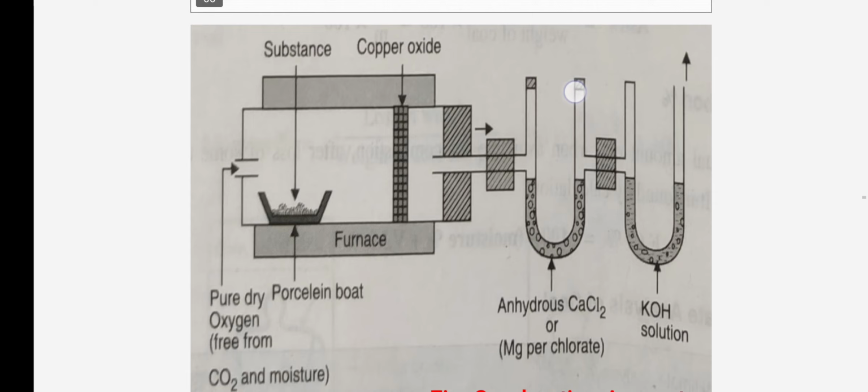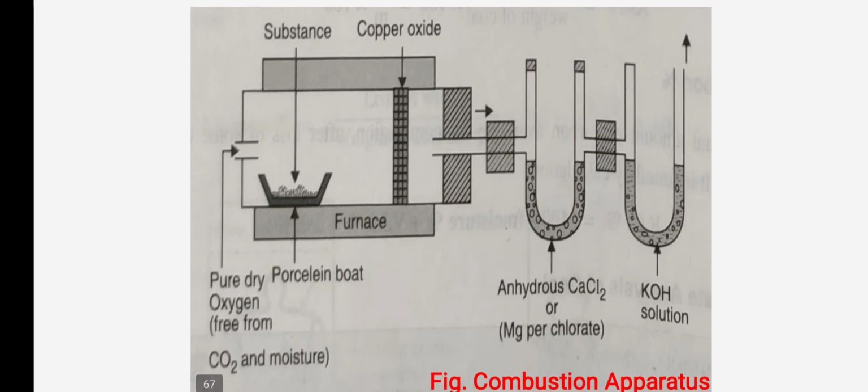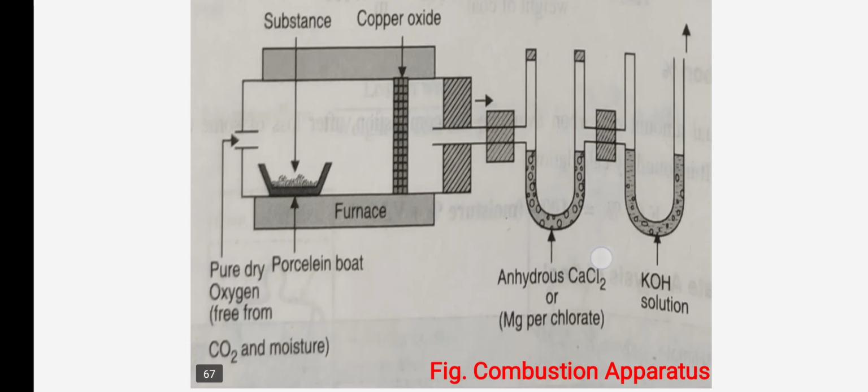Now we will discuss the diagrammatic presentation, that is the combustion apparatus, and how actual determination of carbon and hydrogen takes place. Now dear students, you see here there is a furnace, that is the combustion chamber. What is present inside the combustion chamber? Inside the combustion chamber there is a porcelain boat. If you observe the diagram carefully from the beginning, you will get the idea.